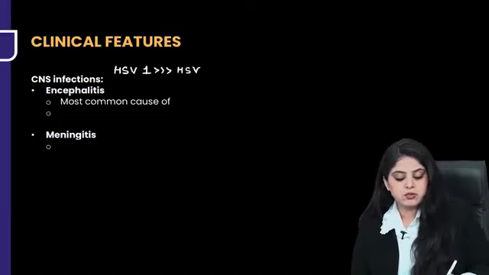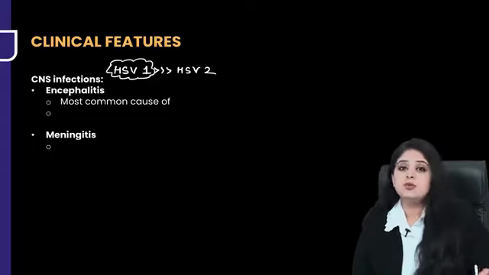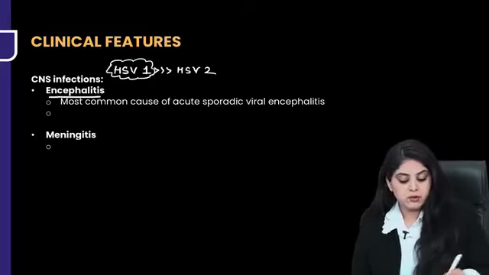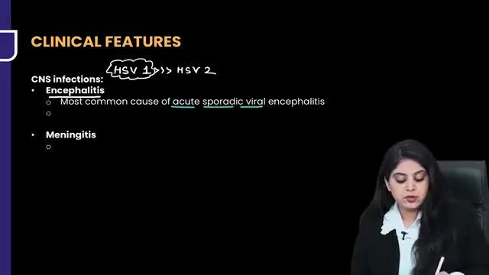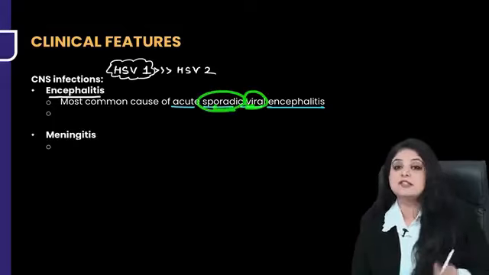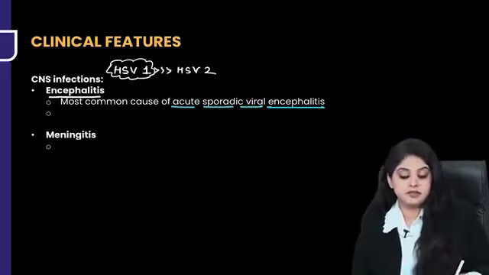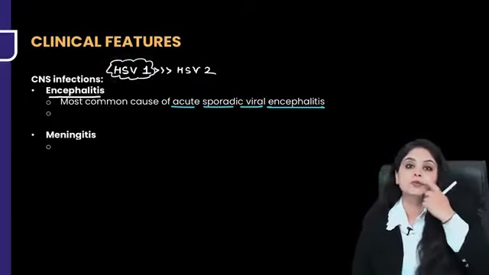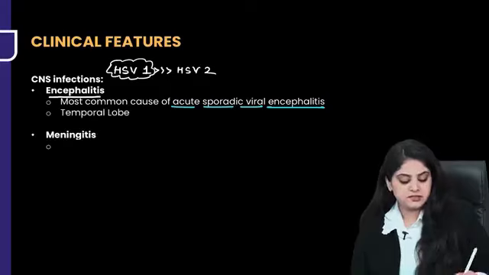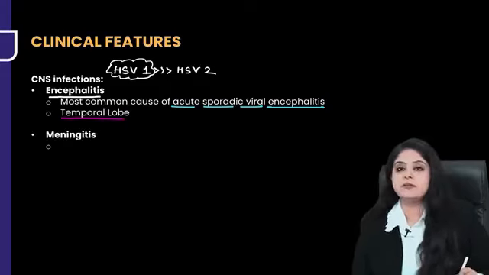HSV1 is going to be much more common than HSV2 because it is above the waist. In fact, for encephalitis, this is said to be the most common cause of acute sporadic viral encephalitis. That is viral encephalitis, sporadic variety. This virus, HSV1, is the most common. What else? Which part of the brain is affected? In encephalitis, it is the temporal lobe affected.